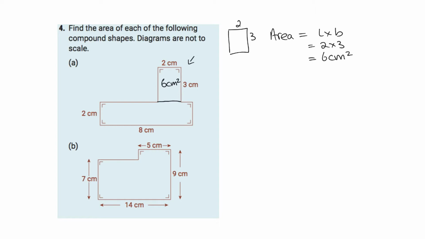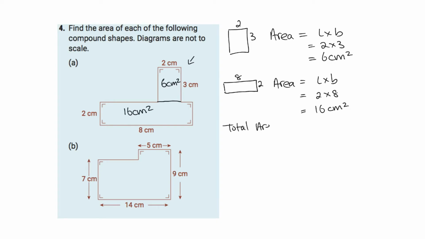And the second one then, the area of the second one, let's do a little small sketch of it here. It's 8 is the length, 2 is the width. So the area is length by breadth, which is 2 by 8, which is 16 centimeters squared. And this is how I'd like to see you laying out your work and showing your workings. So the total area is equal to 6 plus 16, which is 22 centimeters squared.